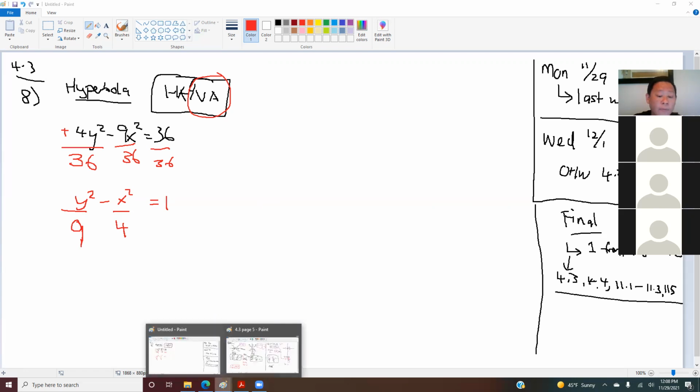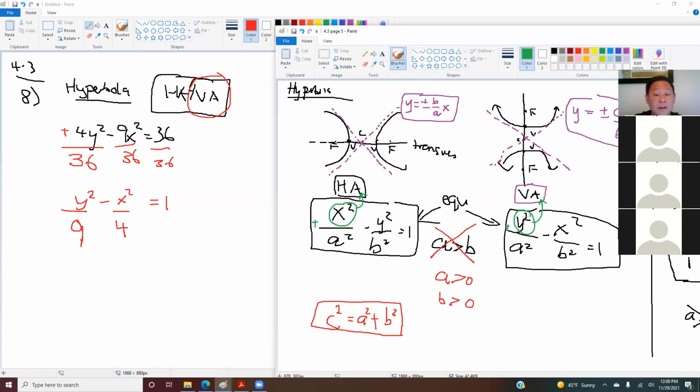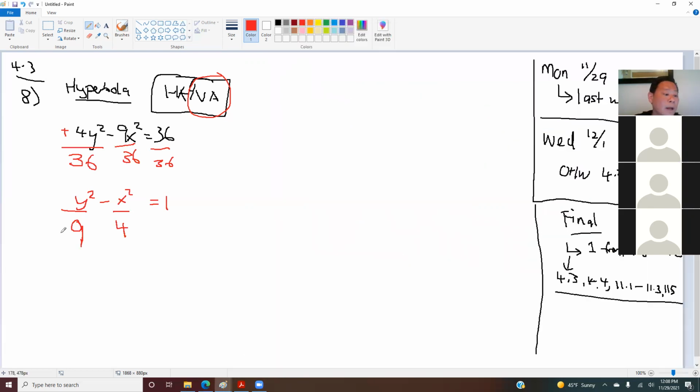So if you look at the formulas, it says that because it's vertical, the first one is your a squared and this one is your b squared. So this is your a squared and this is your b squared. So can someone tell me what is a in this case and what is b in this case? A is 3 and b in this case is 2.